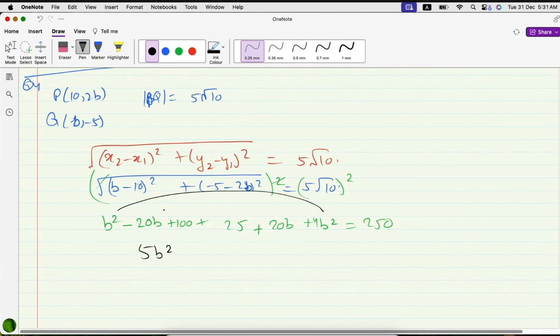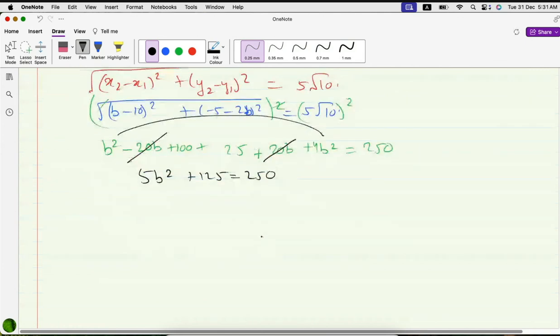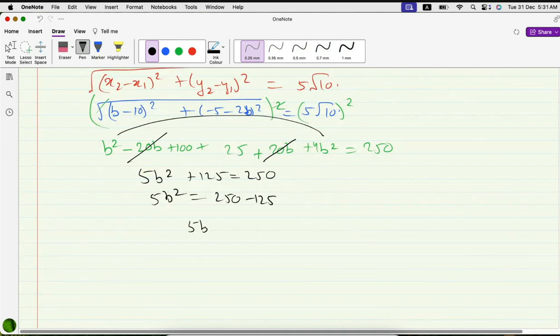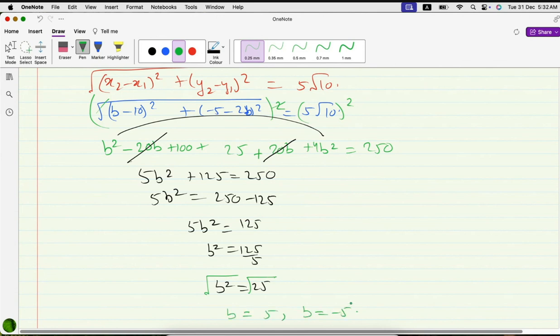5B squared plus 125 is equal to 250. 5B squared is equal to 250 minus 125. 5B squared is equal to 125. B squared equals 125 by 5. B squared equals 25. Now we take the square root on both sides. So we get B equals 5 and B equals minus 5.